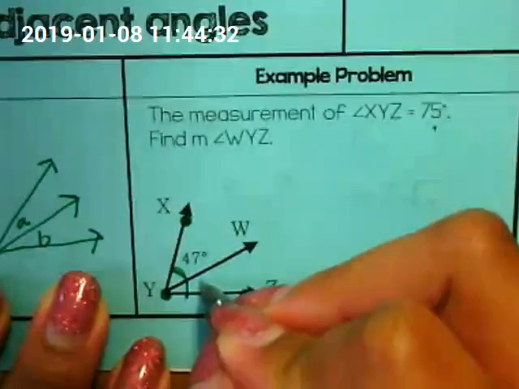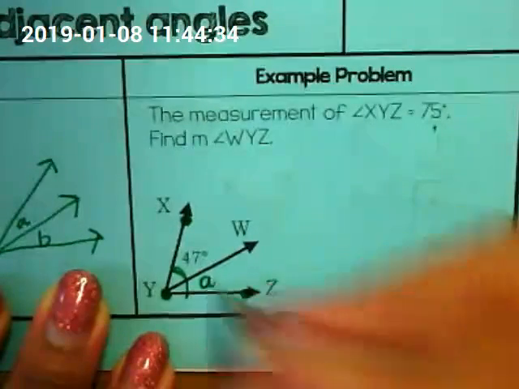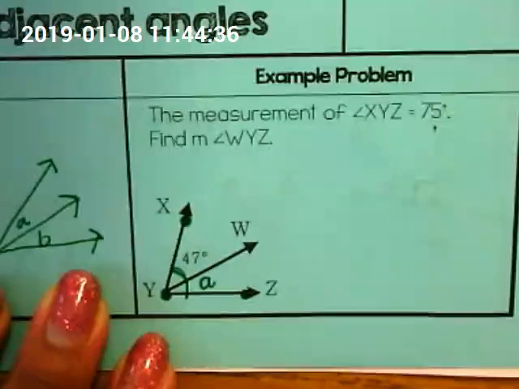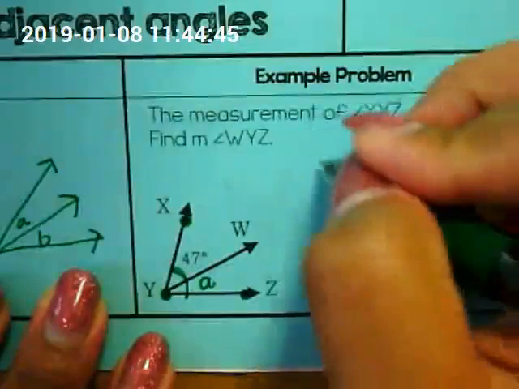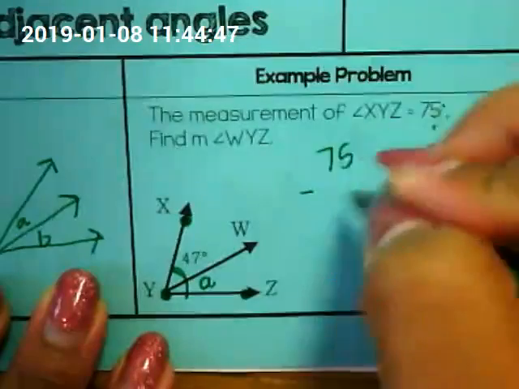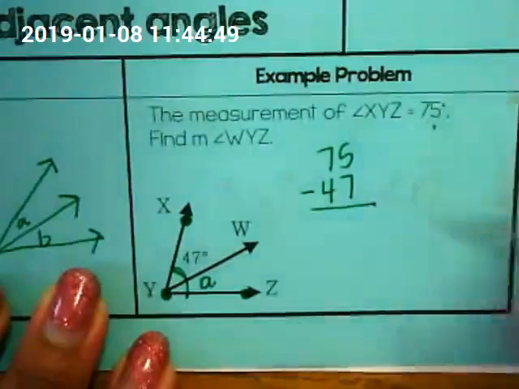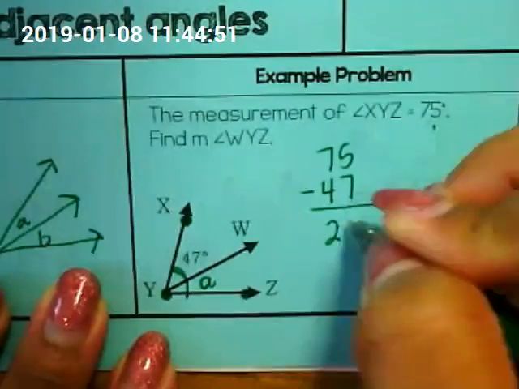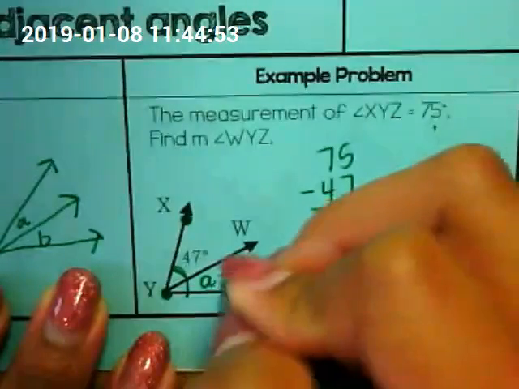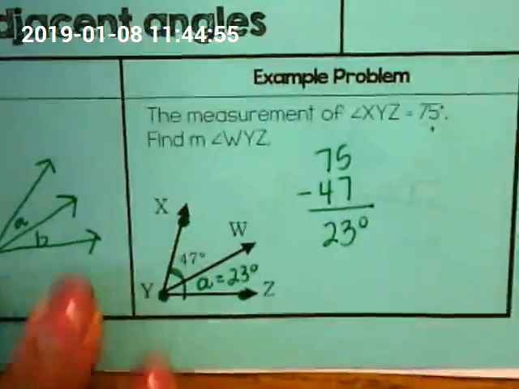So how am I going to solve for this missing angle? We could call it A. If I know that both of them together is 75, how can I solve for the missing one? So 75 minus 47, and what do I get? 23 degrees. So A is equal to 23 degrees.